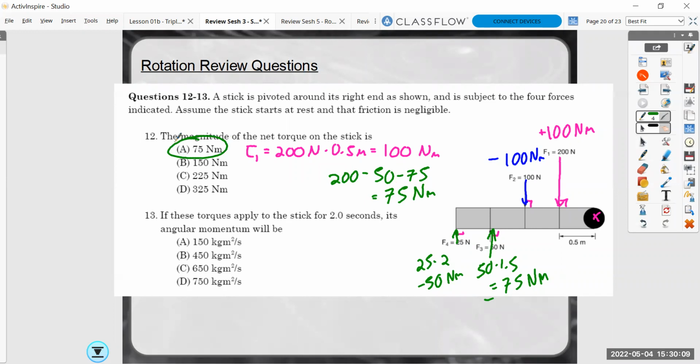It then asks if the torque is applied to the stick for 2 seconds, what its angular momentum will be. This is a question of angular impulse, right? If I've got F delta T equals change in momentum, it's actually the case that torque times time is change in angular momentum. So I'm just going to take this and multiply it by 2 seconds.